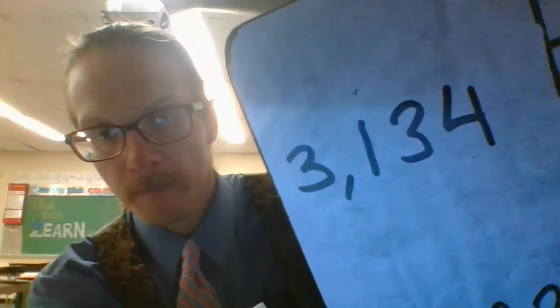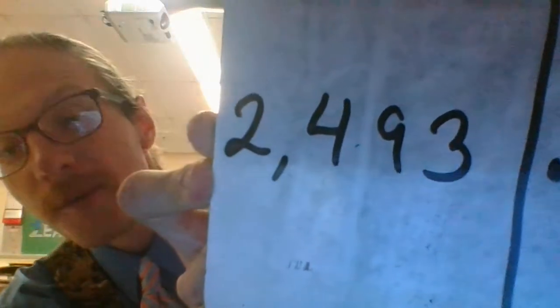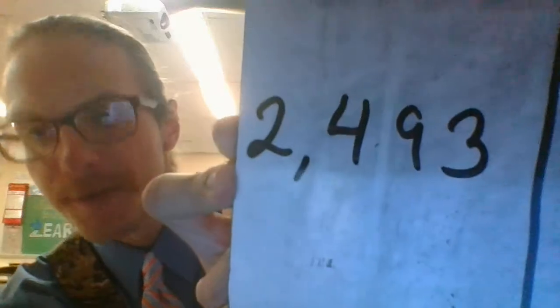Adding huge numbers. On your personal whiteboard, go ahead and pause the video right now, I'll wait. On your personal whiteboard, I want you to write 3,134, just like that. Right below it, I want you to write 2,493.